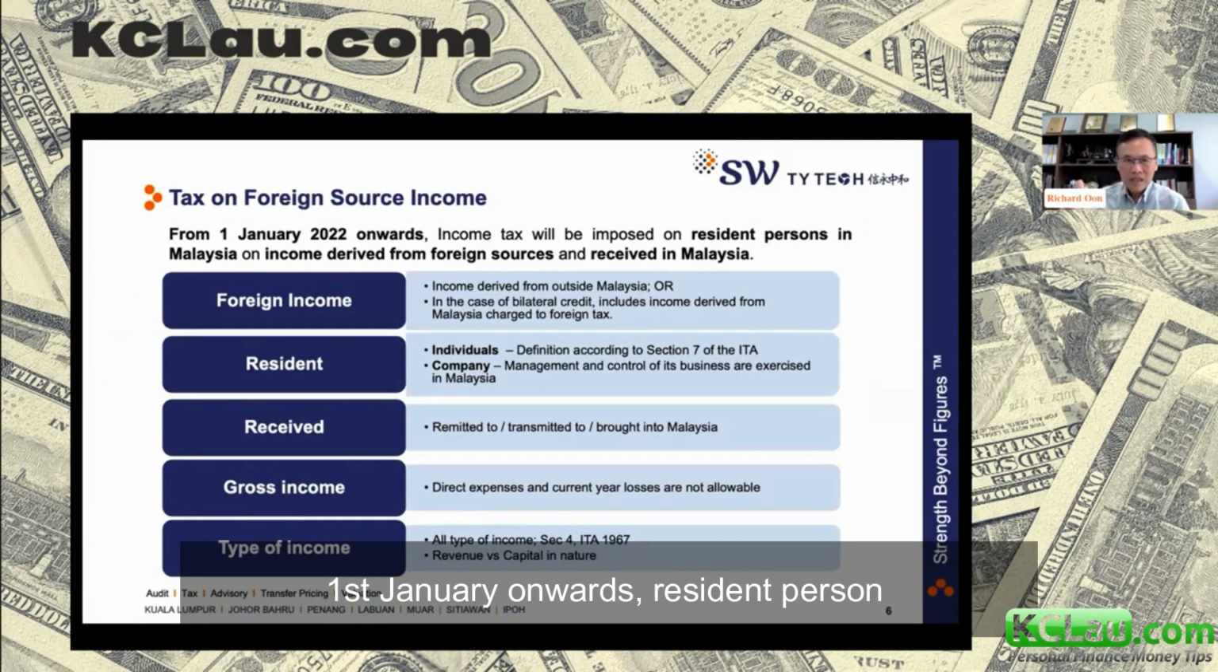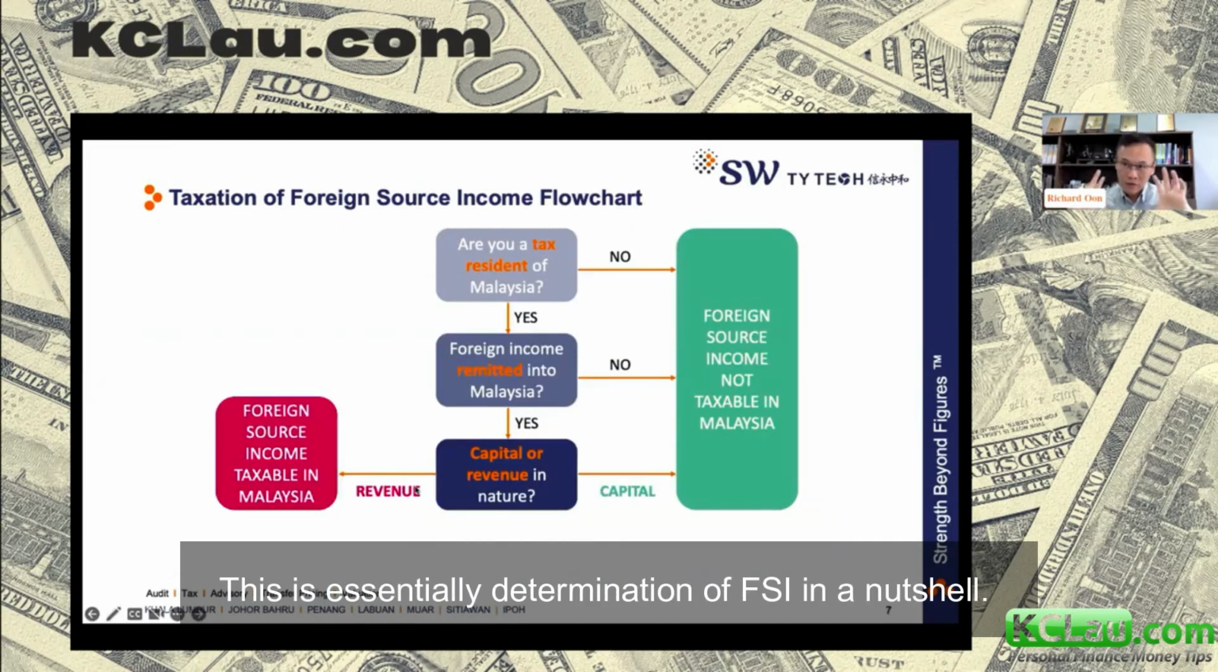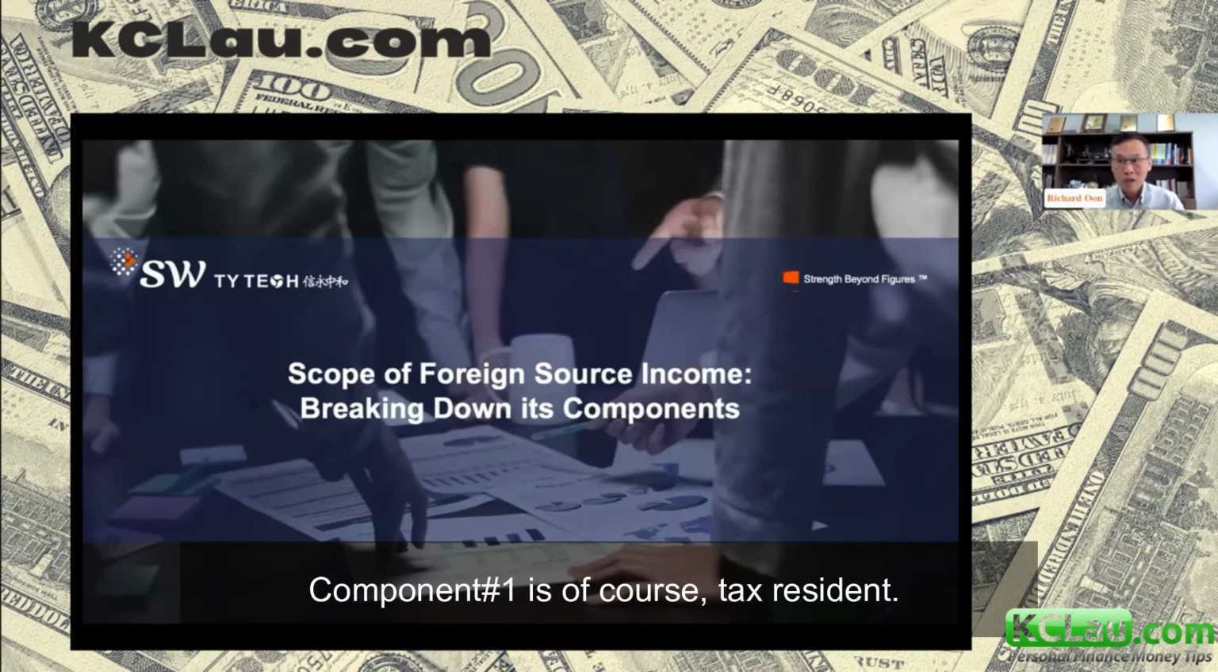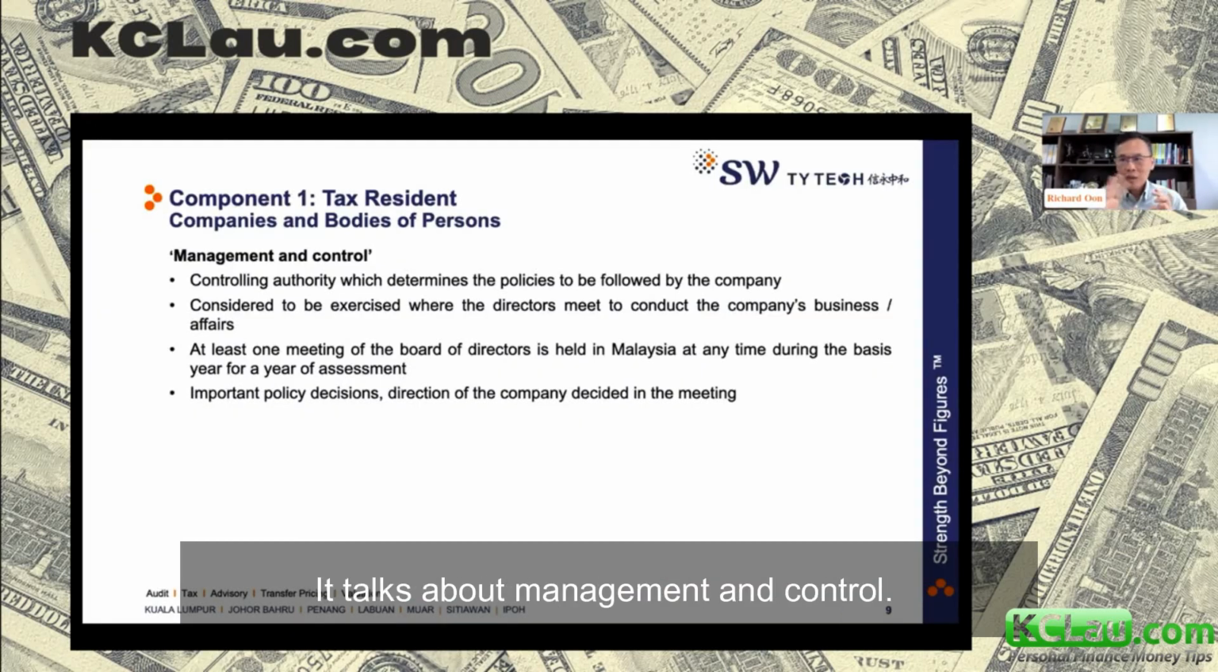1st Jan onwards, resident person, income derived from foreign sources received in Malaysia, it will be subject to tax. So this is essentially determination of FSI in a nutshell. So we will go into its components. Component number 1 is, of course, tax resident. It talks about management and control.